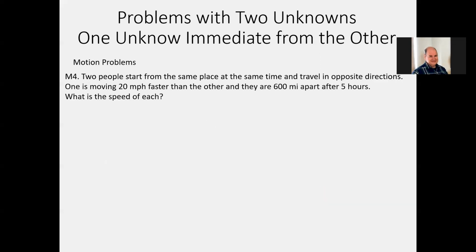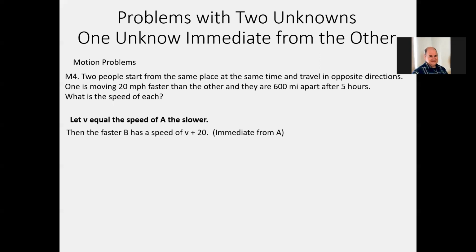Another motion problem. Two people start from the same place at the same time and travel in opposite directions. One is moving 20 miles per hour faster than the other, and they're 600 miles apart after 5 hours. Remember, distance is equal to speed times time. What is the speed of each? Well, let V be the speed of A, the slower, and we're told that the other guy is moving 20 miles per hour faster. So the speed of B would be V plus 20. We get that immediately from the fact that he's moving 20 miles per hour faster. There are our two speeds.